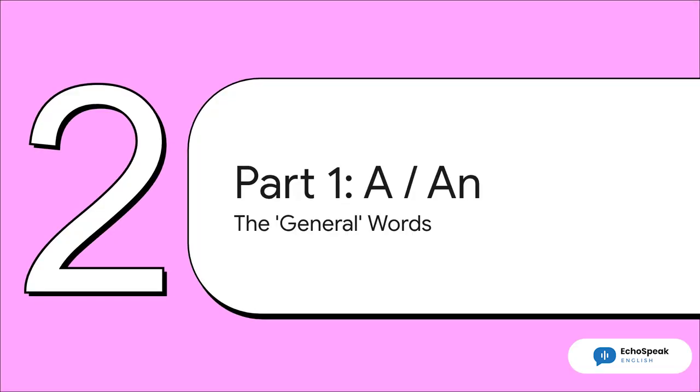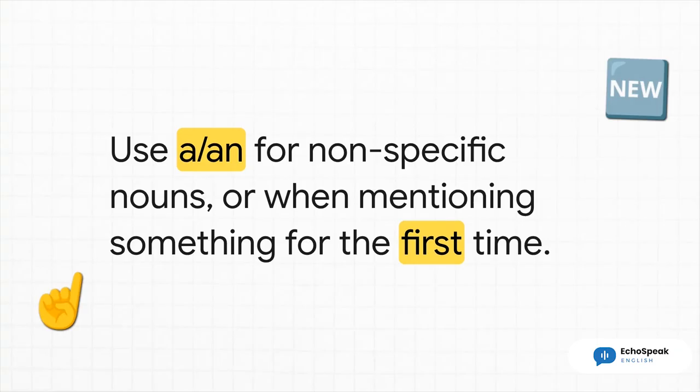First up, let's talk about the general team. Think of these as your introduction words, for when you're bringing a new idea, a new noun, into the conversation. So let's meet a and an. So when do these actually come into play? Well, you grab a or an when you're not talking about a particular thing. It's just one of many out there. If you say, I need a phone, you're not pointing at a specific one. You're just saying any phone will do. Maybe because yours just fell in a puddle. You're simply introducing the idea of a phone.